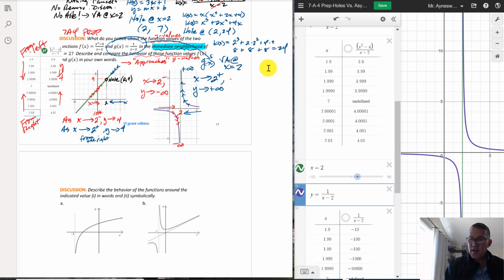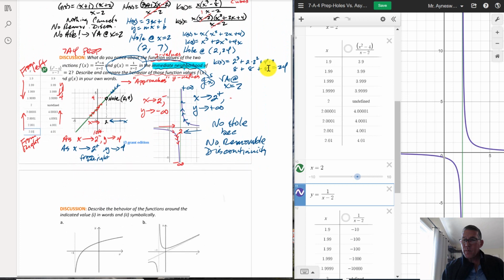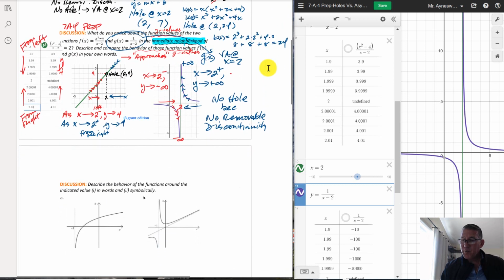So no hole here, because there's no removable discontinuity. Okay, you can't simplify that function. Yeah, I know, this is pretty intense stuff.